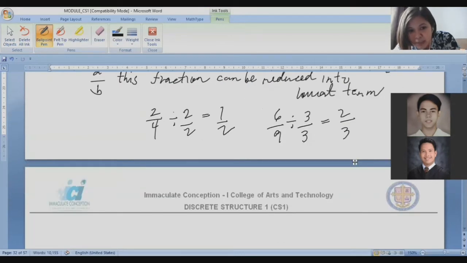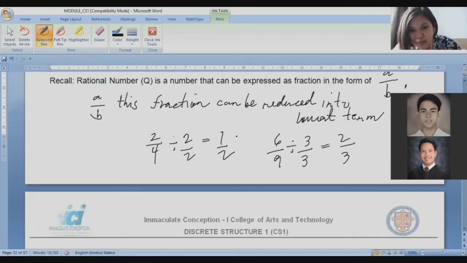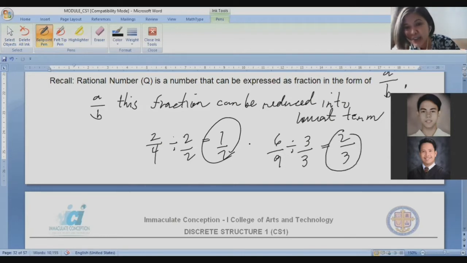Ayan. So, at ang isa pang rule, pag ni-lowest term mo siya, yun daw final answer mo, either numerator or denominator, odd number. Example, itong 1/2, di ba yung taas odd? Example, yung 2/3, yung baba odd. So, kailangan ganun daw yung rule pag rational numbers.